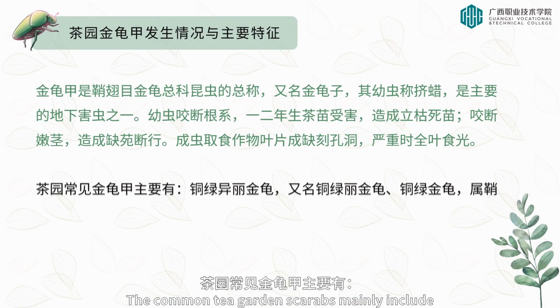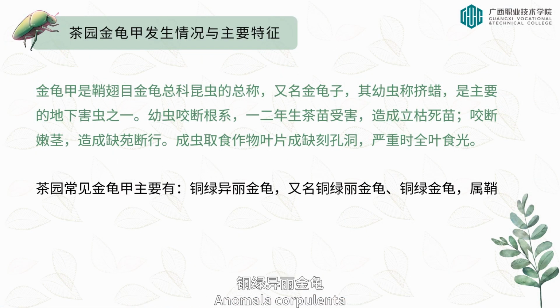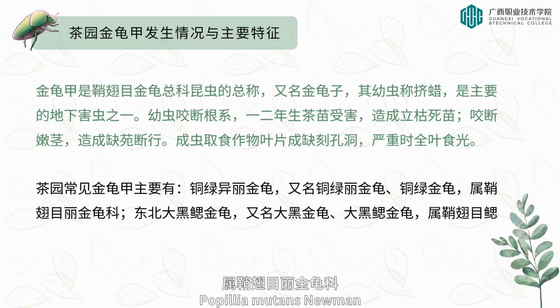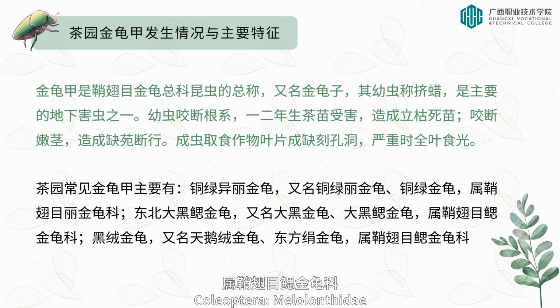The common tea garden scarabs mainly include Anomala corpulenta, also known as Anomala corpulenta Motschulsky, Popillia mutans Newman, Holotrichia oblita Faldermann, also known as Holotrichia diomphalia Bates, Holotrichia oblita, Coleoptera Melolonthidae, Ateneus spretulus or velvet Motschulsky, Serica orientalis Motschulsky, Coleoptera Melolonthidae.